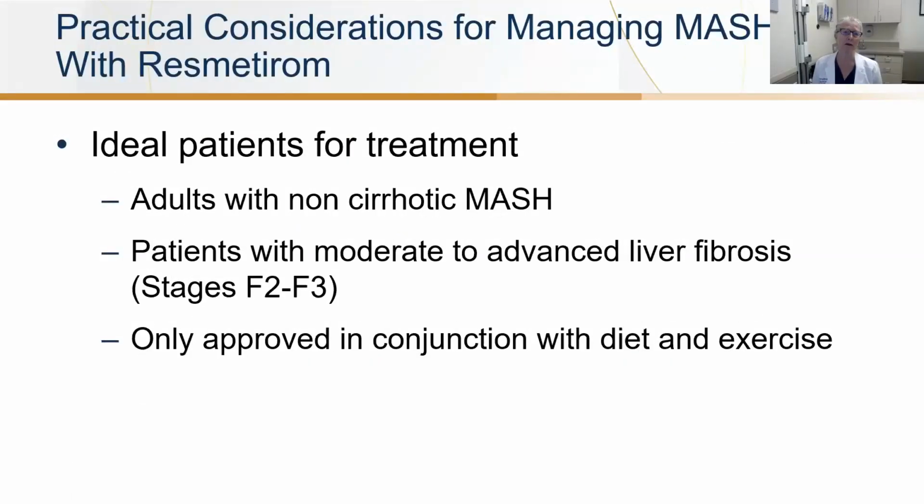So the practical considerations of managing MASH with resmetirom: the ideal patients for treatment are adult patients with non-cirrhotic MASH. So you want to make sure that the patient does not have liver cirrhosis. Patients with moderate to advanced liver fibrosis, F2 to F3, but only in conjunction with diet and exercise. So usually once you're starting to get your patients' pre-labs to get them ready to prescribe the medication, you really have to do some counseling and make sure that they're starting a diet and starting exercise.